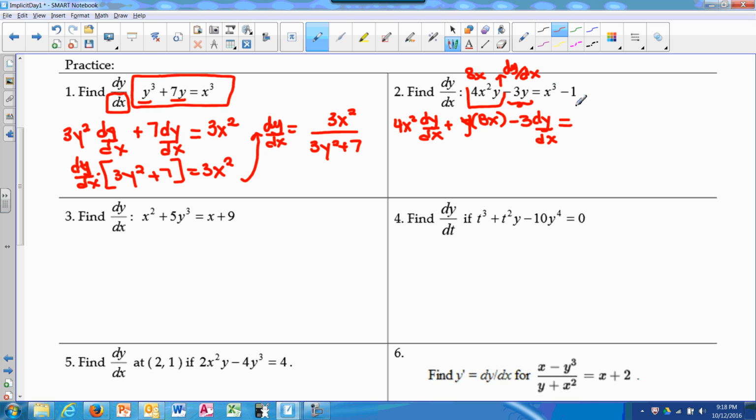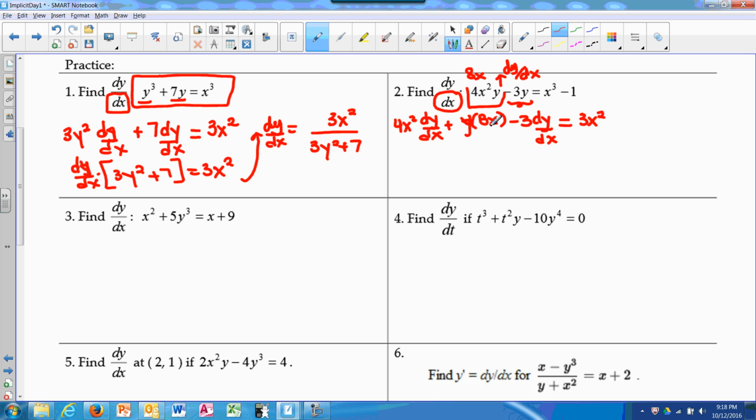The x cubed is a 3x squared. Because I'm taking the derivative with respect to x, that's my normal term, I don't have to do anything. And the derivative of a constant is always 0. Now this time I have a little bit of mixed up terms. I have some dy/dx terms and some that don't have dy/dx.